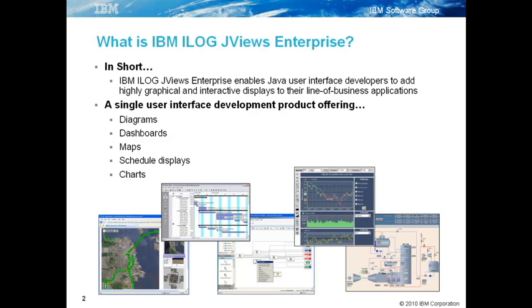The types of displays that can be built with JViews Enterprise are all highly graphical. There are 5 different types of displays: diagrams, dashboards, maps, schedule displays, and charts. The images on this slide are some examples. Now let's look at examples of each of these types of displays.